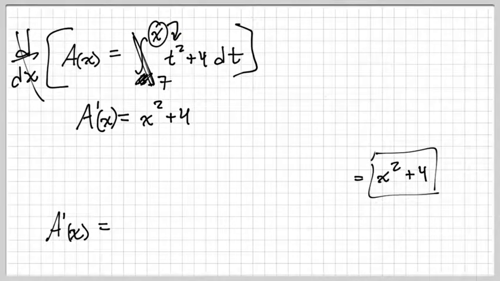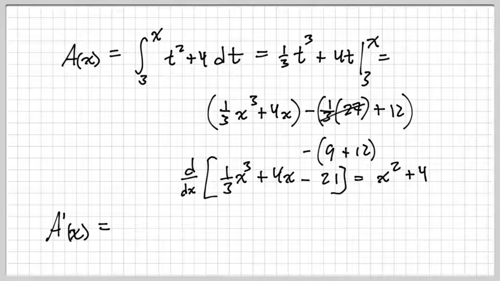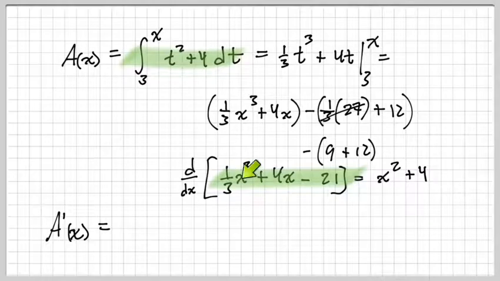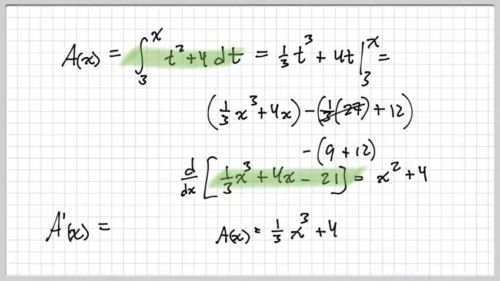Okay, now I've got to show you something else. Someone just asked a great question, and I want to say it. Look at this right here. Whoops, I need a bigger highlighter. Do you see this one right here and this one right here? Yes. This one is before the derivative. These are the same. So actually, I could write that A of x equals 1/3 x to the third plus 4x minus 21. That's the same as this integral.